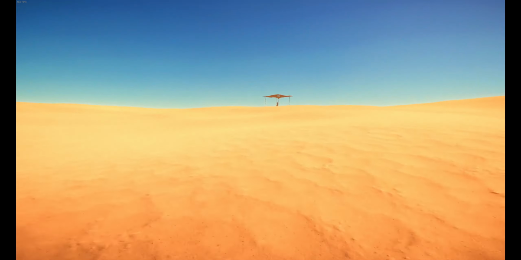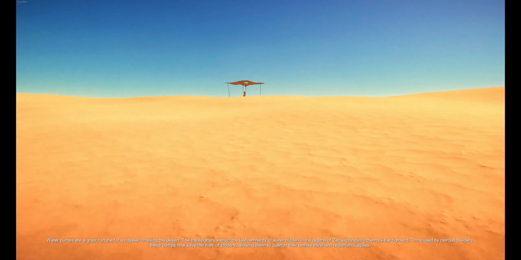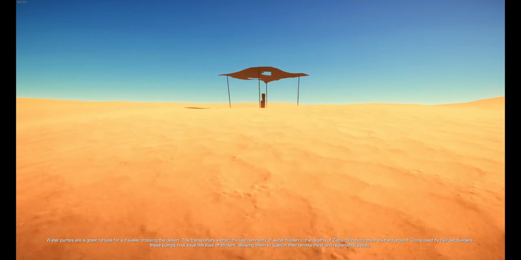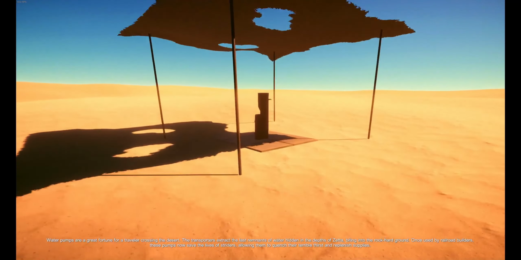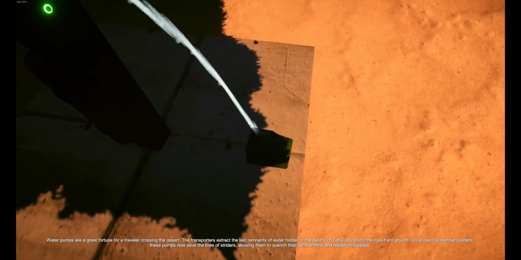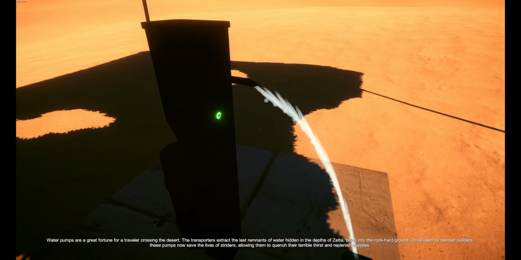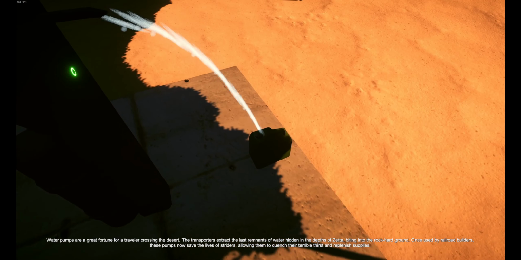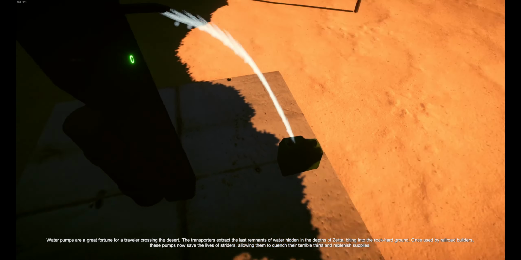So another planet, huh? Water pumps are a great fortune for a traveler crossing the desert. The transporters extract the last remnants of waters hidden in the depths of Zeta, biting into the rock-hard ground. Once used by railroad builders, these pumps now save the lives of striders, allowing them to quench their terrible thirst and replenish supplies.